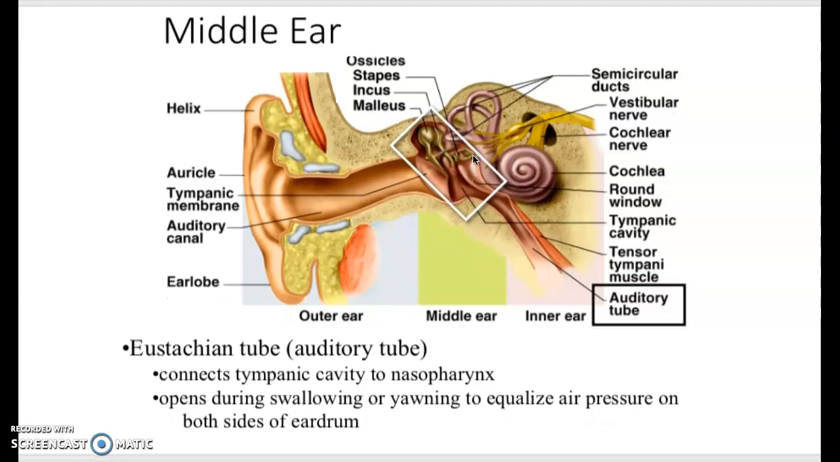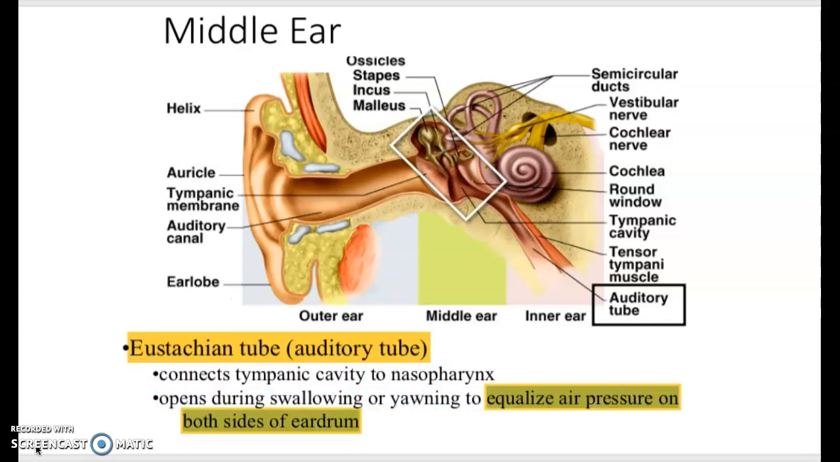So here you'll see the eustachian tube or auditory tube. Either term is fine. This is how we connect our ear to the nasopharynx, which is in your throat. So when you're on a plane or going up the mountains and your ears pop, that's because this tube is allowing the pressure to equalize from inside and outside of your ear. So equalizing air pressure here.